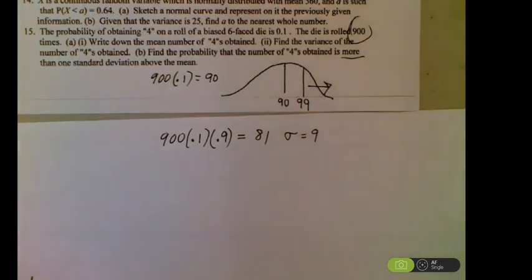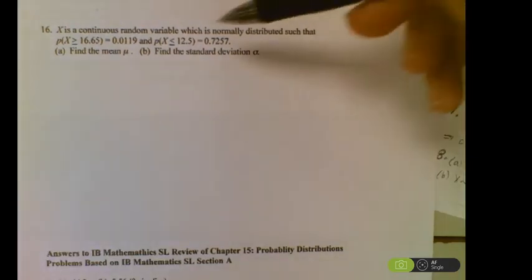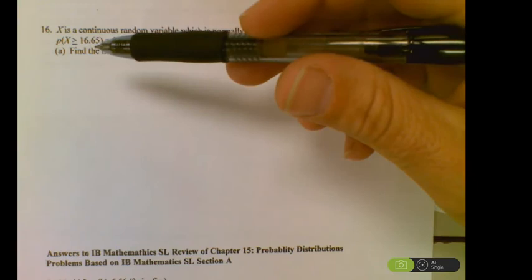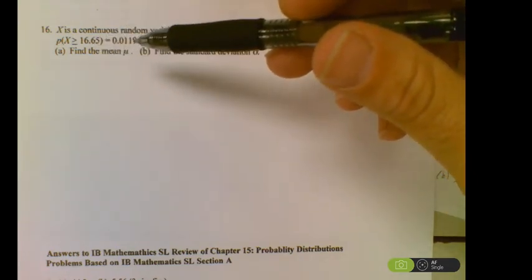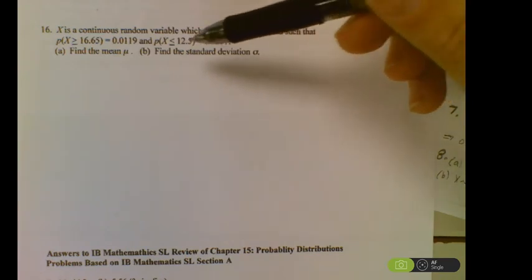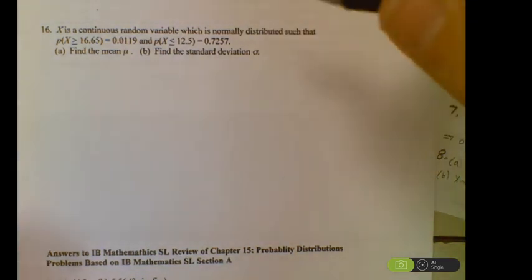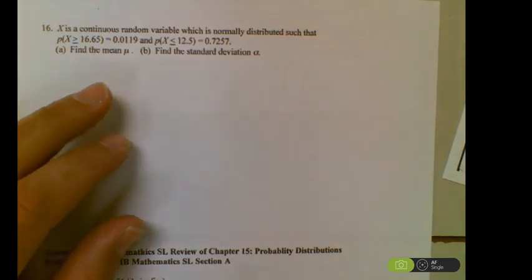Moving on. Last one here, number 16. So normally distributed. The probability that we're greater than or equal to 16.65 is this. We're given another probability right here that of less than 12.5. So find the mean. One thing we can do for this is just use some z-score knowledge.